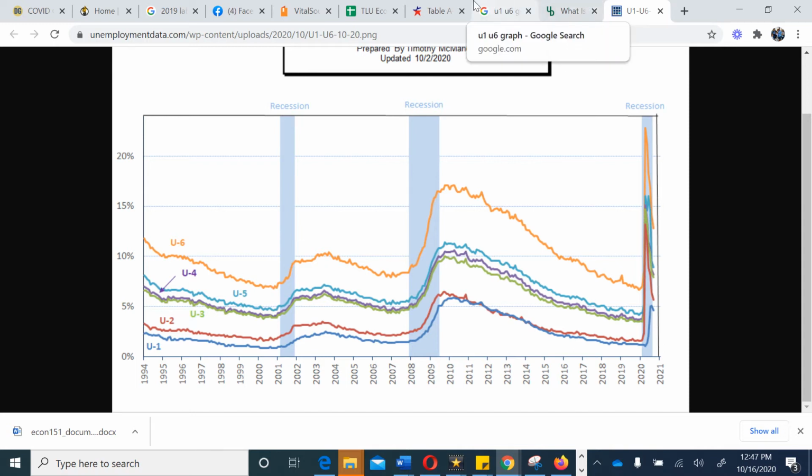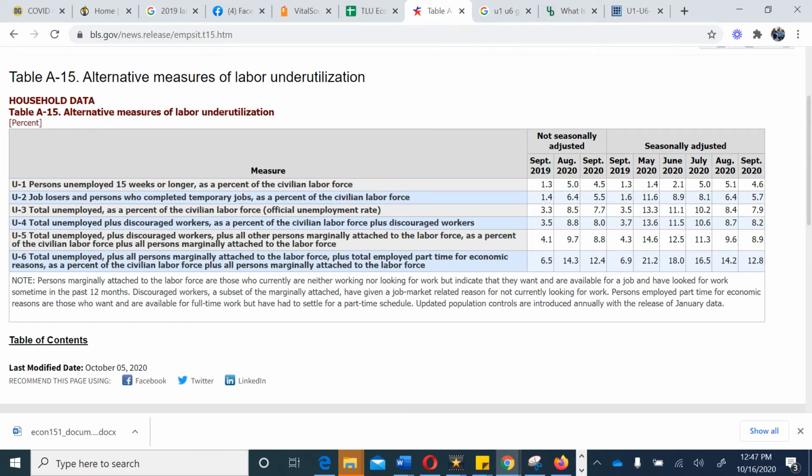So let's take a look at some of these specific definitions. Let's start at U3 because that's the official one. Total unemployed as a percent of the civilian labor force. This is the official number. Let's move up. U2. It includes job losers and persons who completed temporary jobs. U1. You have to be unemployed 15 weeks or longer for it to count. And let's look at how these numbers stack up. No matter what quarter we're in, the U3 has a higher unemployment rate than the U1 and U2. Why? Because it counts more people as being unemployed.